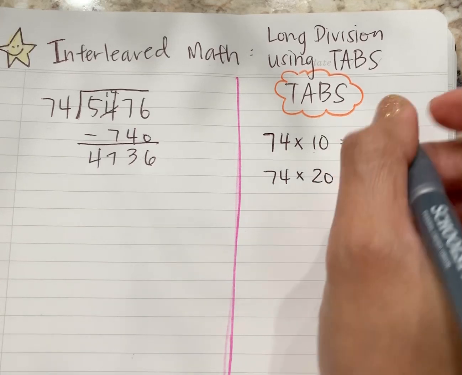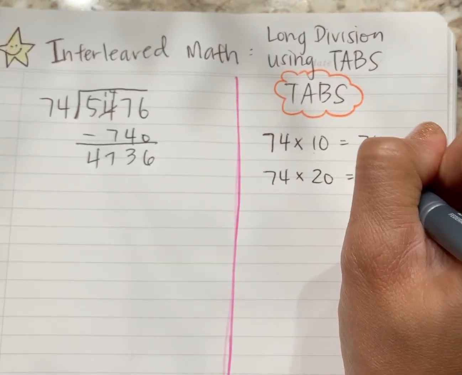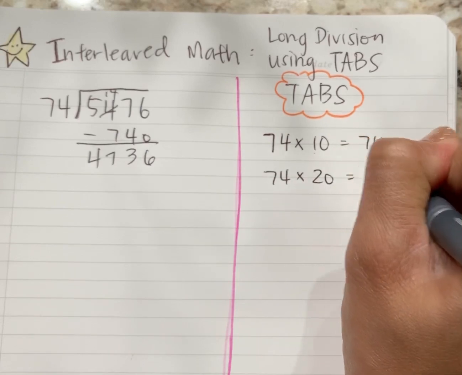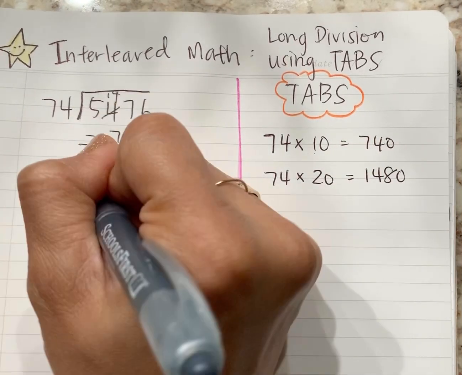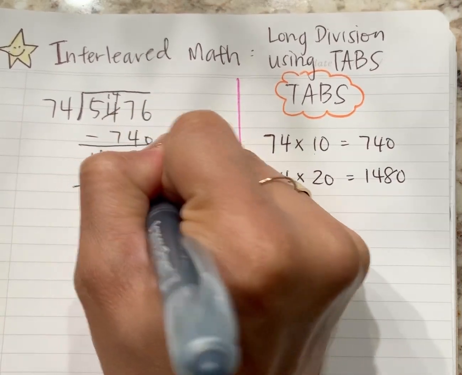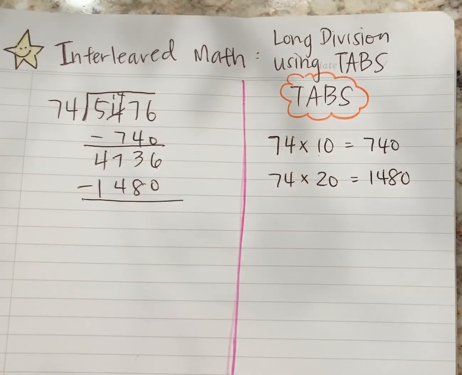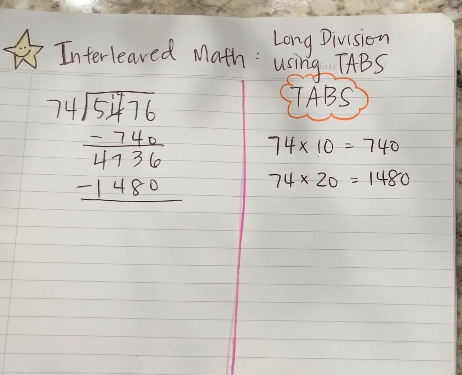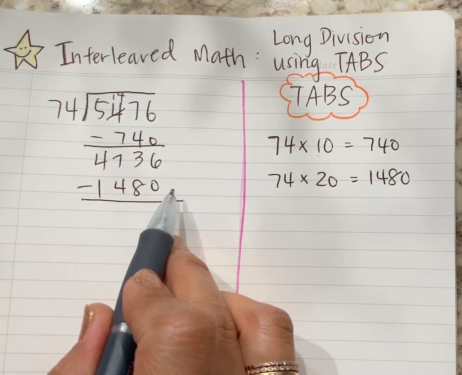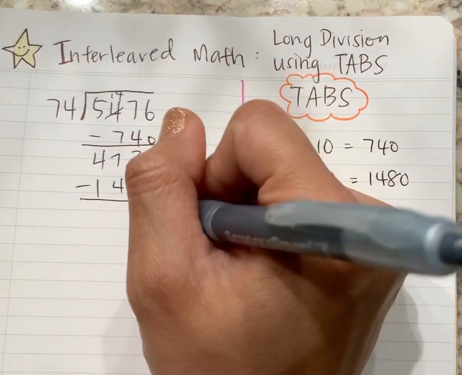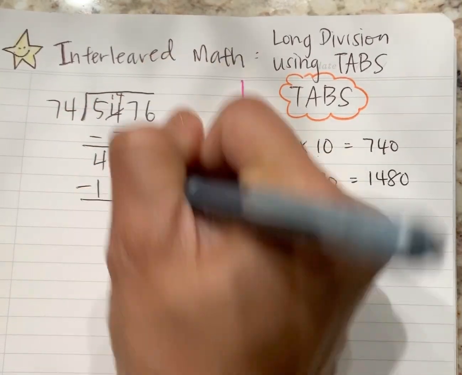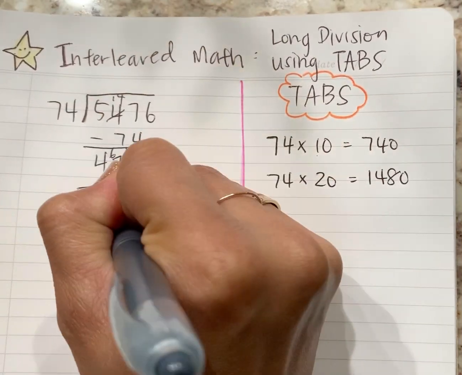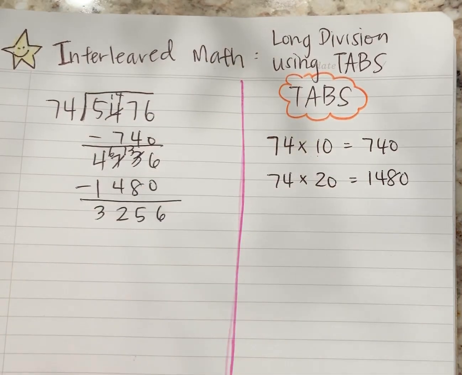Okay, so double 740 is going to be 1,480. So I'm going to take that and subtract it. All right, now we're getting somewhere, right? Because this number was a lot larger than 740, and now we have a lot more to subtract from the dividend. So I'm going to do 6, 13, 5, 6, 2, 3.